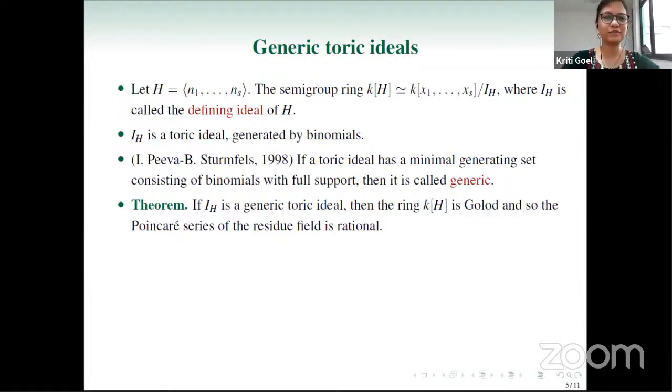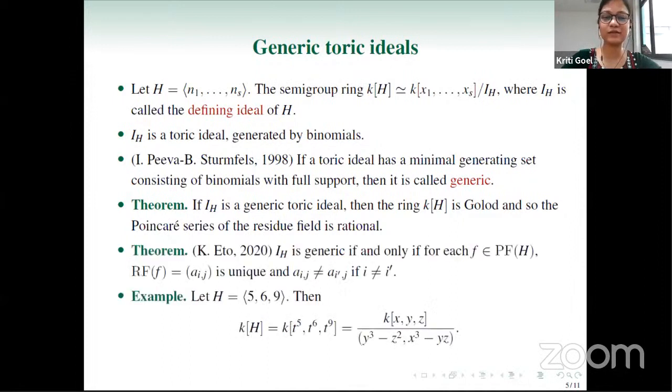So we have row factorization matrices associated to a semigroup. We have generic toric ideals, a special kind of condition for toric ideals in the semigroup rings. Is there a way to connect these two properties? This connection was made by Ito in 2020, where he proved that the defining ideal is generic if and only if for every pseudo-Frobenius number, it has a unique row factorization matrix.